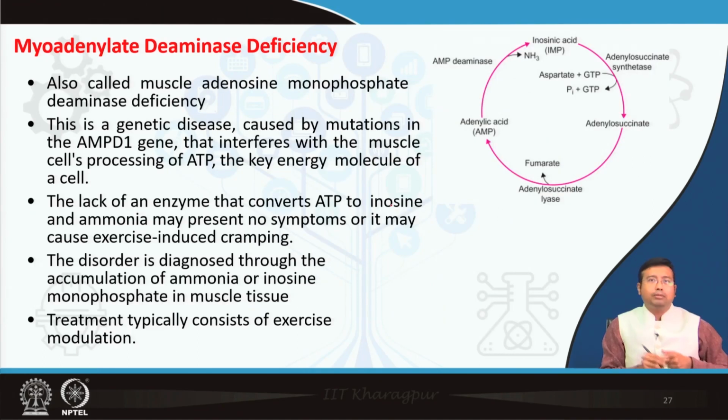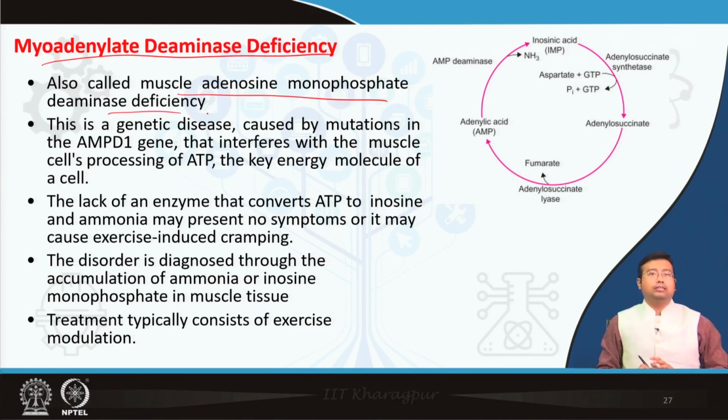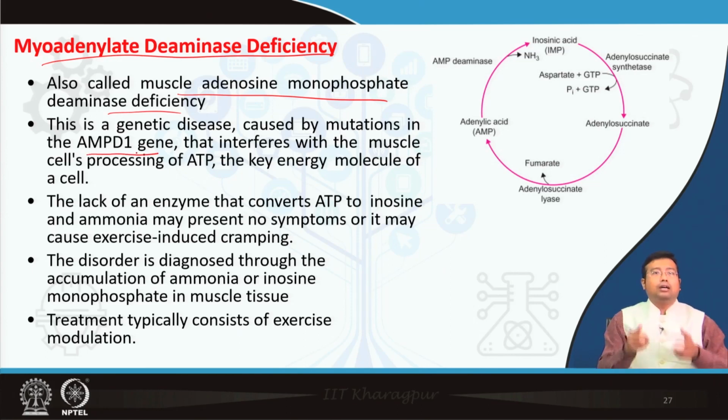There is a minor enzyme that we should know, that is myoadenylate deaminase deficiency, also known as muscle adenosine monophosphate deaminase deficiency, especially for MCQ. This may not come as a question in descriptive exams, but for MCQ it is very important. The defect lies in the AMPD1 gene, which basically interferes with processing of ATP. You can see in the system what it is doing.